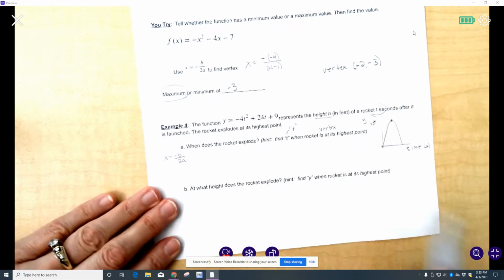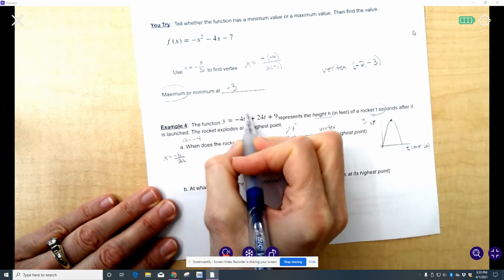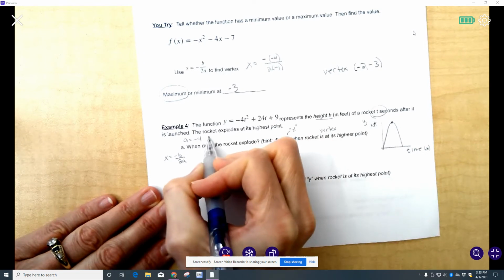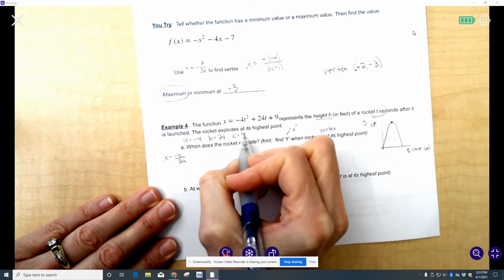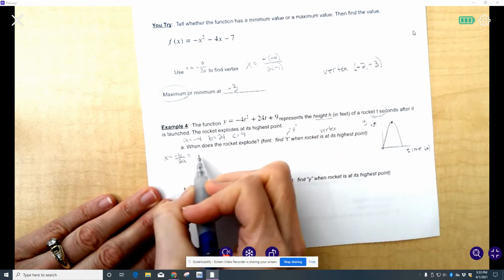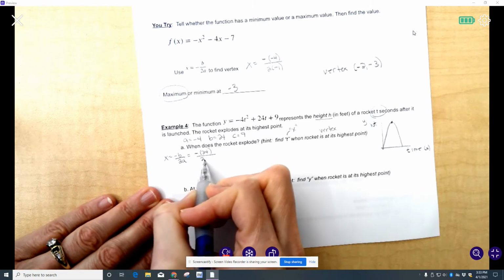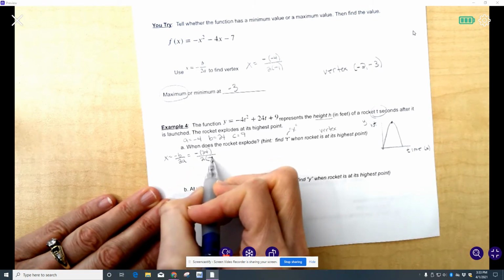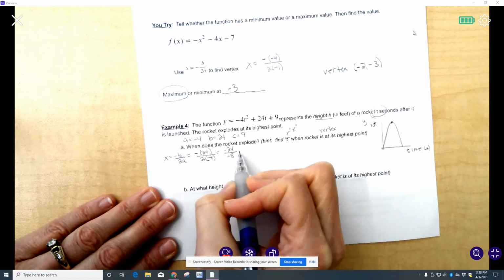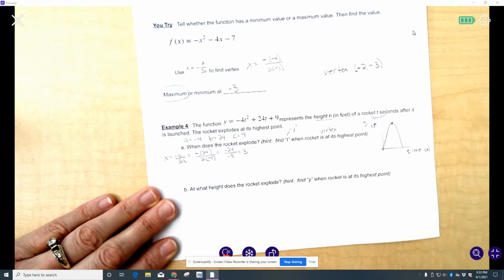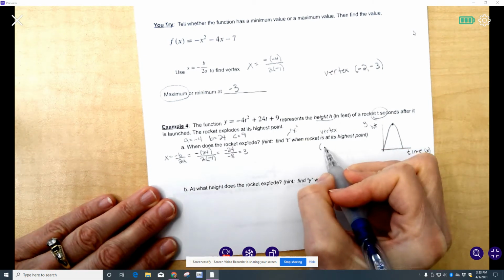So let's find our a, b, and c. I'm going to write them up here. A equals -4, coefficient of my t squared. B equals 24. C equals 9. So -b over 2a is going to be -24 over 2 times -4. So that's -24 over -8, which is +3. That's half of my vertex, remember? So I'm going to say my vertex is 3, something.